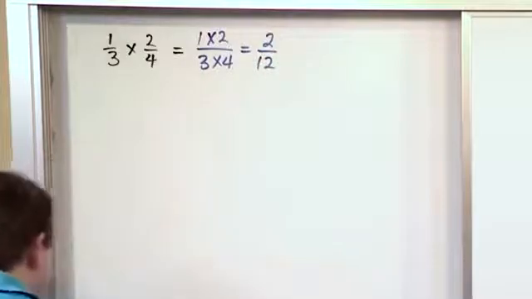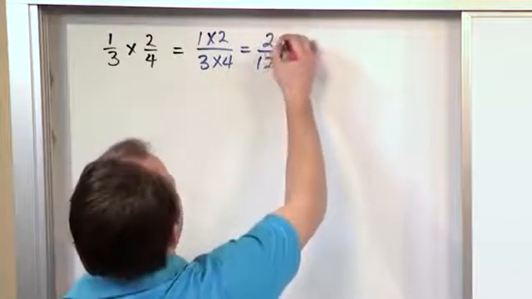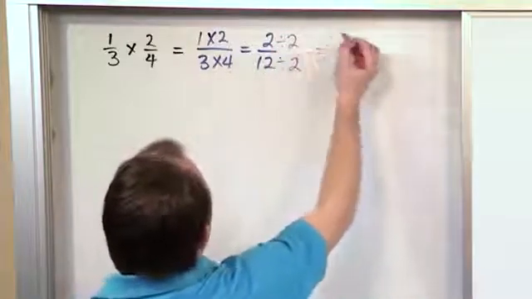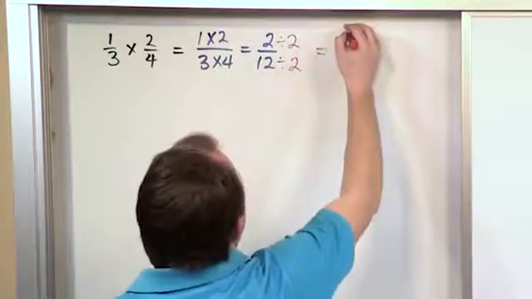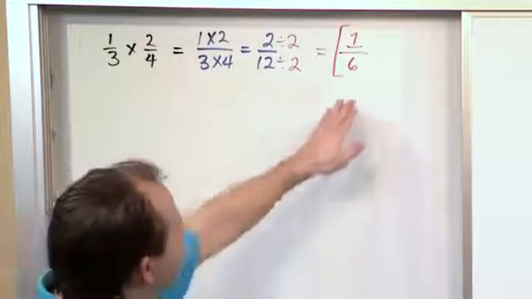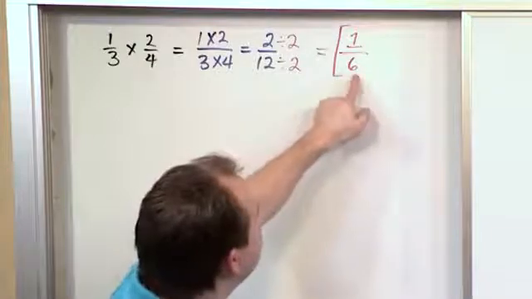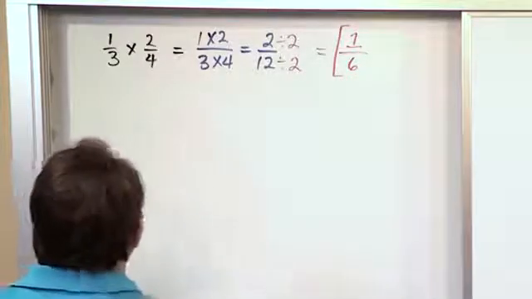So that's the answer, but we always check and see, can we simplify this? And we can, because we know both of these are even. We can divide the top by 2 and the bottom by 2. 2 divided by 2 will be 1. 12 divided by 2 will be 6. And so the answer for this problem is 1/6. 1/6 is exactly the same thing as 2/12, so both of them are correct, but you always want to try to get it simplified. So that's what you're always going to try to do.